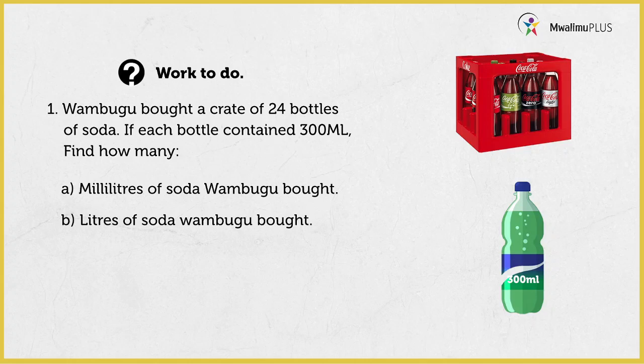Then there were two things that I wanted you to find out. How many milliliters of soda did Wambugu buy? Something else that I wanted you to find out was how much of the soda, in liters, did Wambugu buy? Those two activities, very important. I gave you two diagrams just to lead you. 1 bottle of soda, 300 ml. Then that's the crate of soda that you are supposed to have in mind before you work it out.